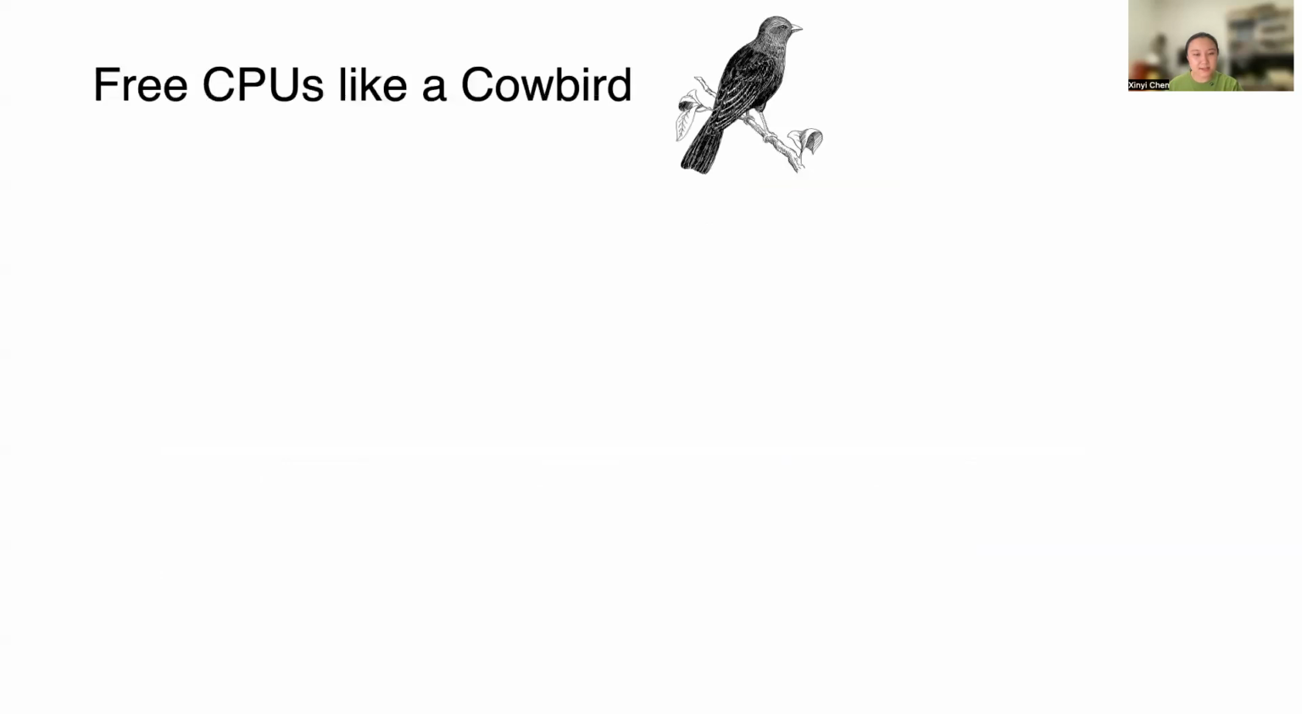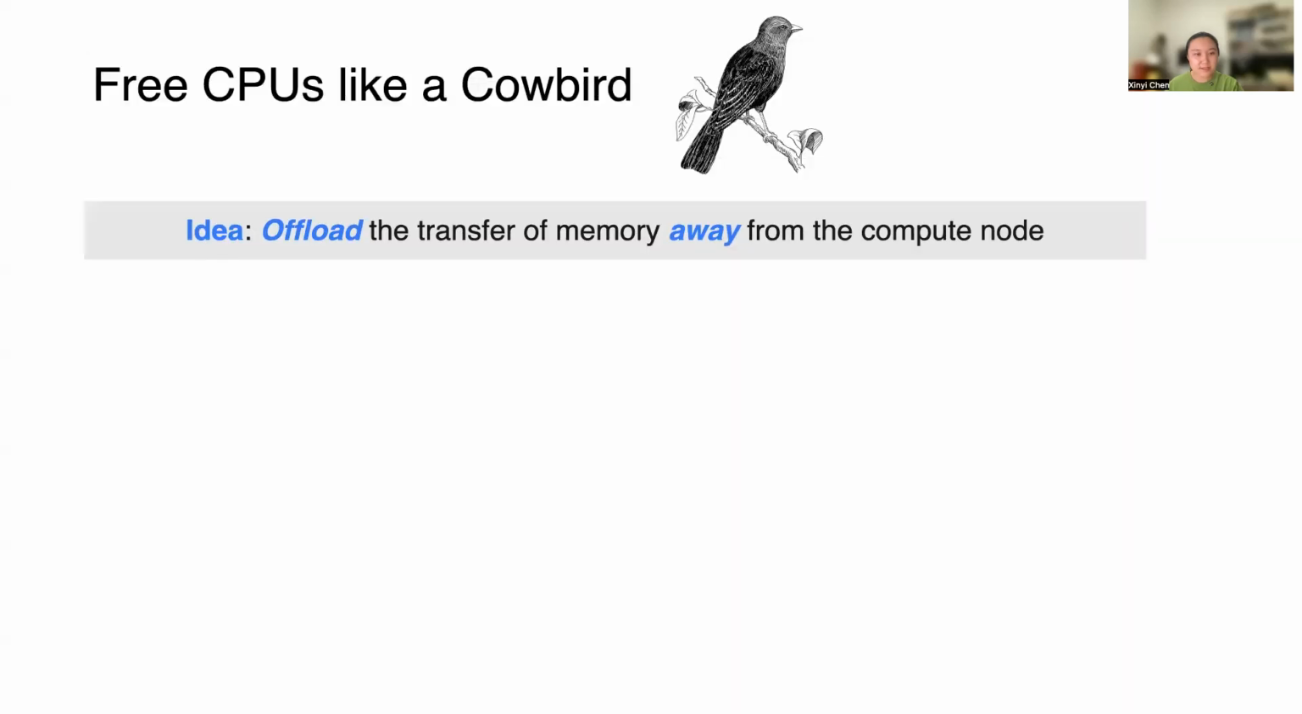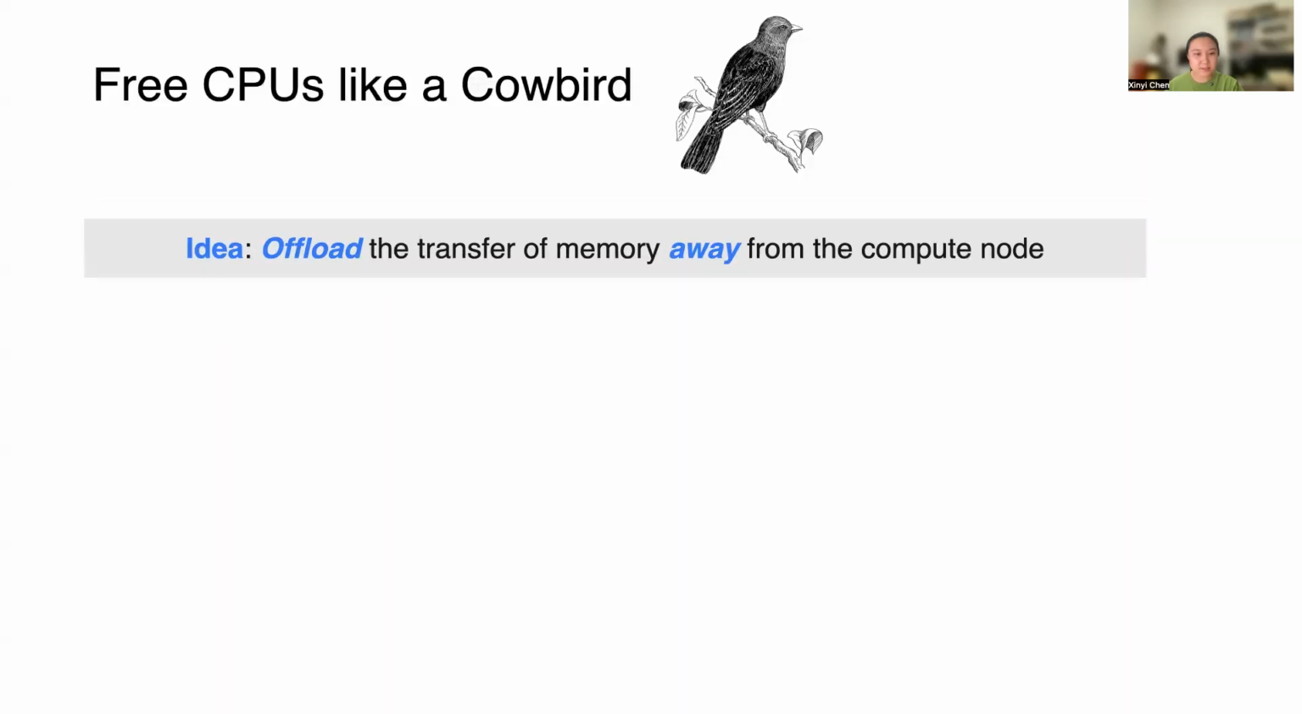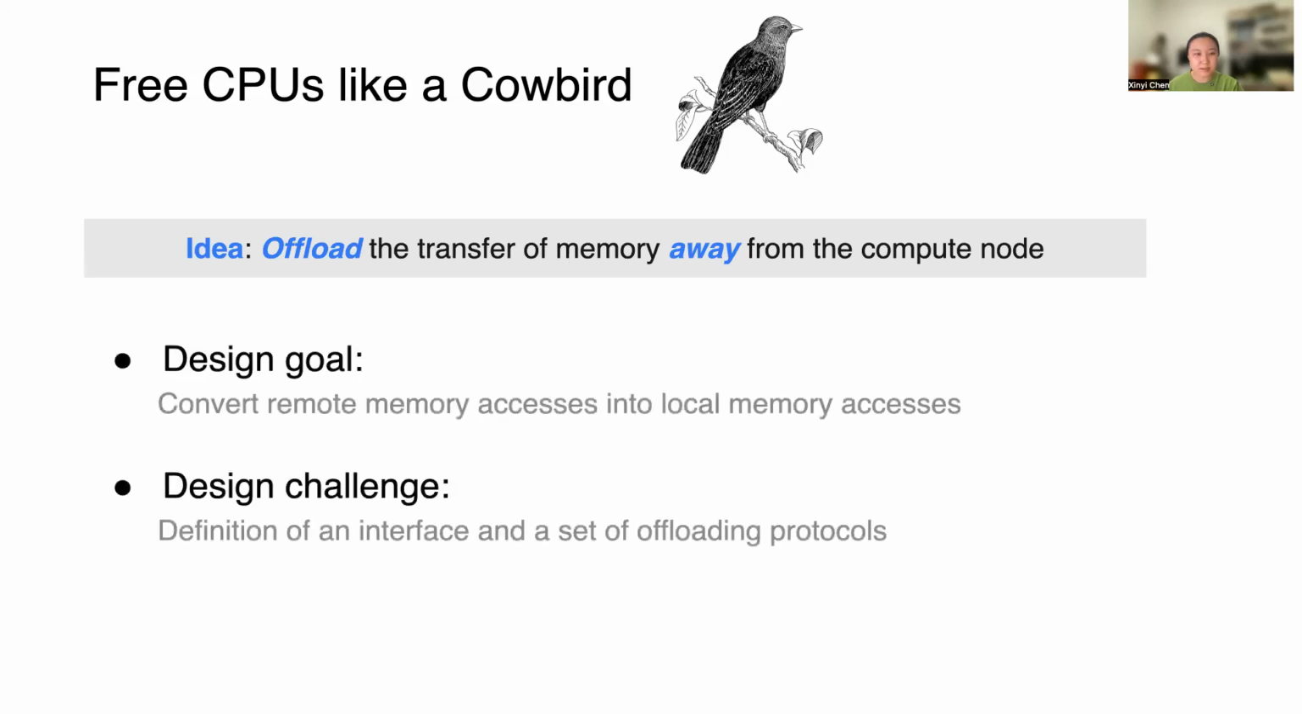Since even calling the one-sided RDMA has overhead, why not free the CPUs on the compute node like Cowbird? Based on this, the core idea of Cowbird is to offload the transfer of memory away from the compute node. The design goal is to convert remote memory access into local memory access. Then the remote memory access will be served asynchronously by the offload engine. The trade-off here is that the async design may introduce slightly more latency, but it brings the benefit of reducing CPU overhead and improving the throughput.